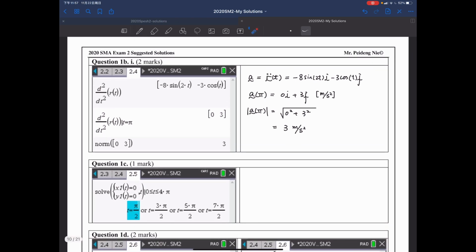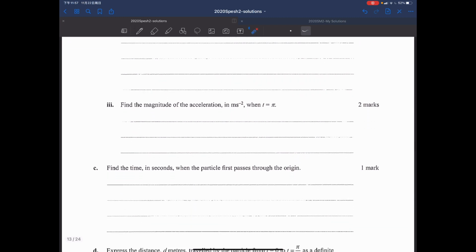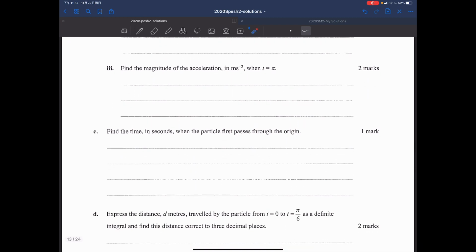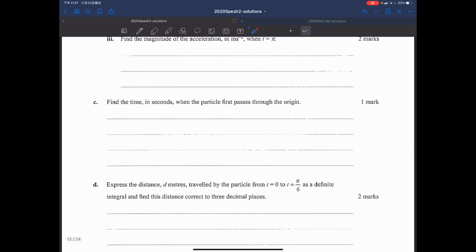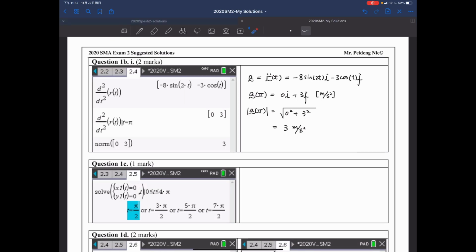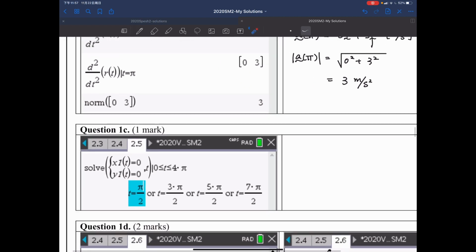The next part: find the time in seconds when the particle first passes through the origin, which means x is 0, y is 0. On my calculator, because I defined x1 and y1 before, I just equate them to 0 at the same time. Then you could give an appropriate domain restriction. So we start from 0.